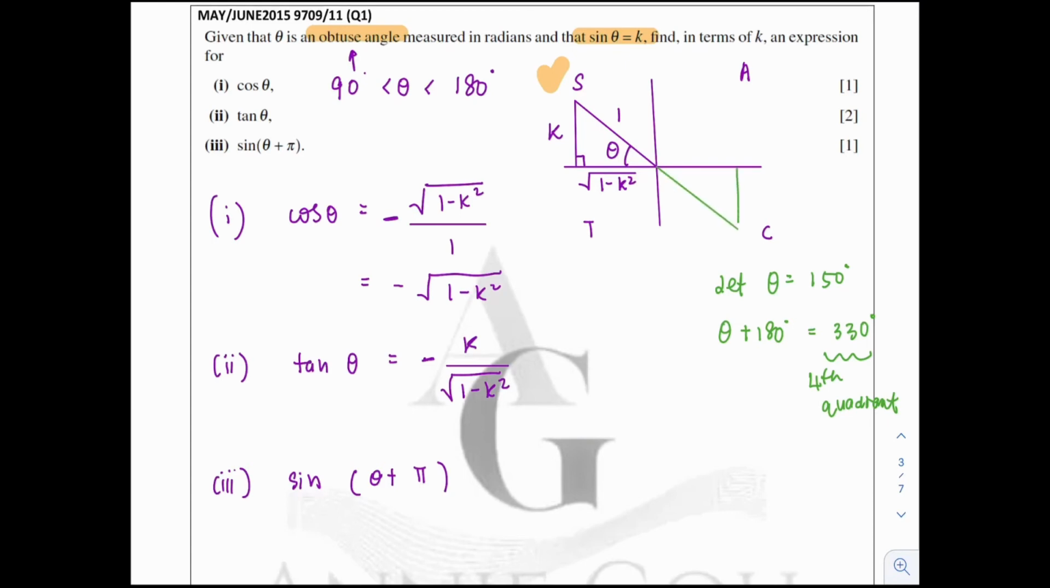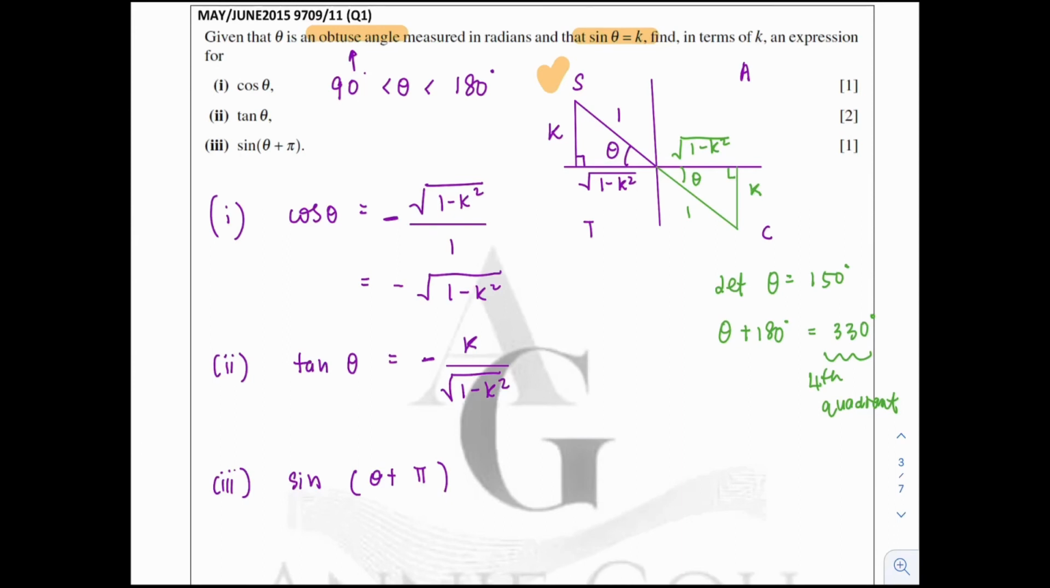So you get a triangle here, and the theta will be here. You see that it's actually a straight line because it's just theta plus 180 degrees, and you get another triangle here. And the ratio of the lengths of this triangle is exactly the same as the first triangle. So the length here should be square root of 1 minus k squared. Then the next one is k, and the hypotenuse is 1. Now we need to answer part 3 by using the second triangle.